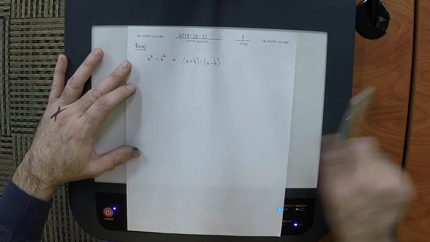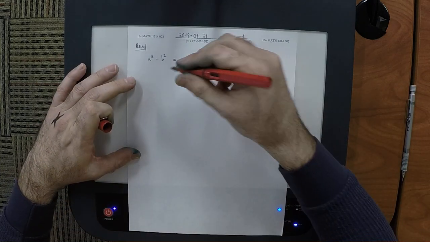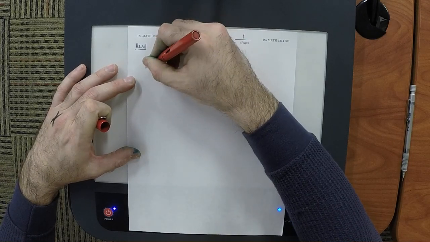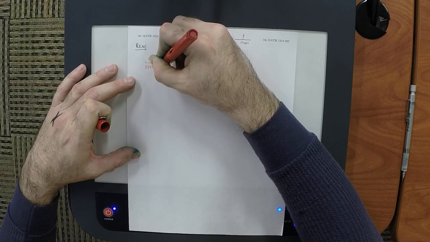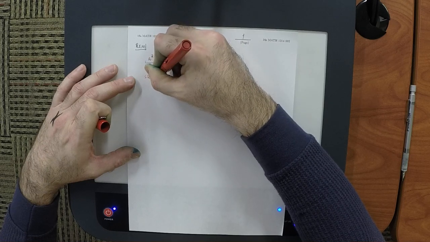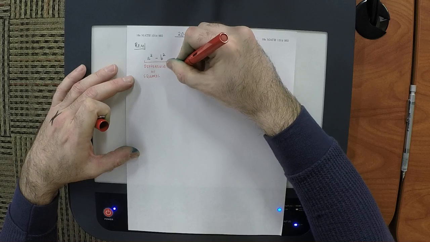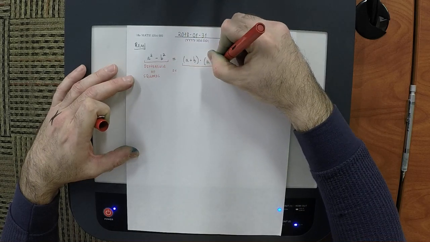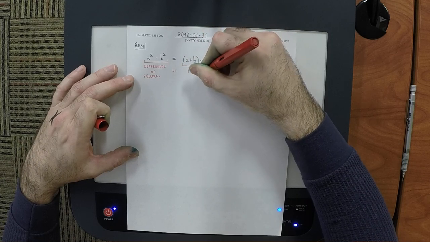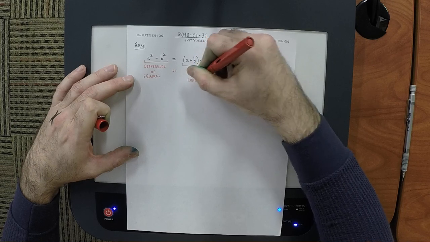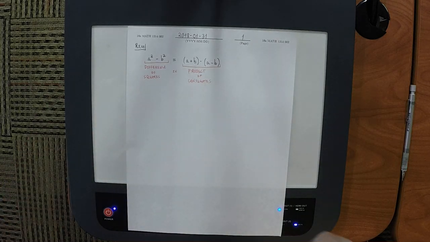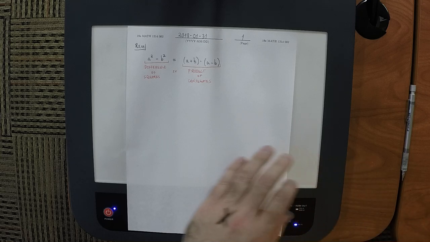The way that you can say this out loud is, left to right, the difference of squares is the product of conjugates. Okay, so now we're going to work with this formula a little bit.